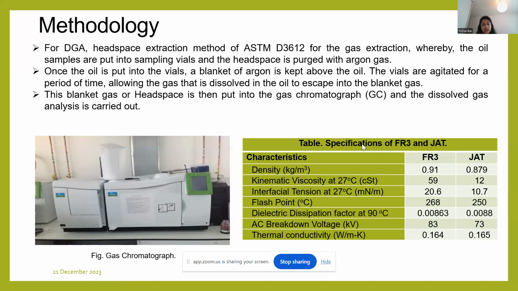For this study, I considered the FR3 and the Jatropha oil. FR3 is the commercially available oil, and Jatropha is the non-edible natural ester oil, which we procured from a local vendor.